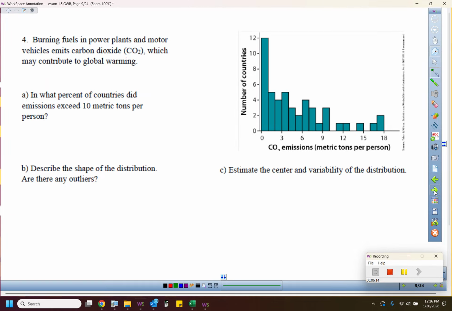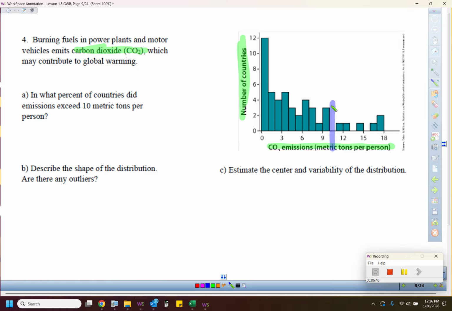Next question right here is pretty basic. Burning fuels in power plants emits something called CO2, carbon dioxide, which may contribute to global warming. So what they did was they measured the CO2 emissions in different countries all around the world in metric tons per person. It says in what percent of countries did emissions exceed 10 metric tons per person? So here is the number of countries, and here is the metric tons. It's got to be more than 10.